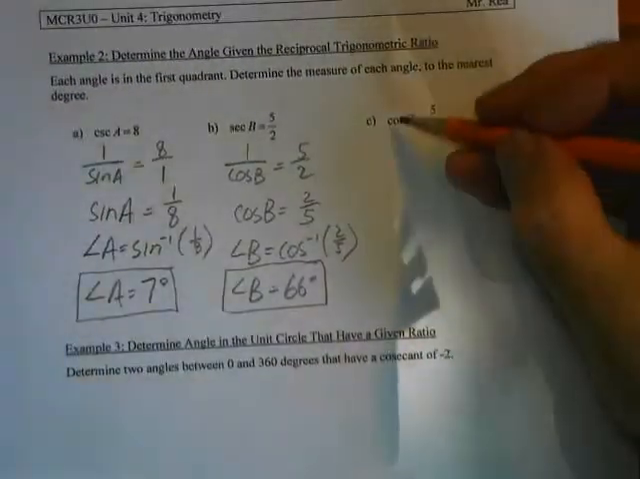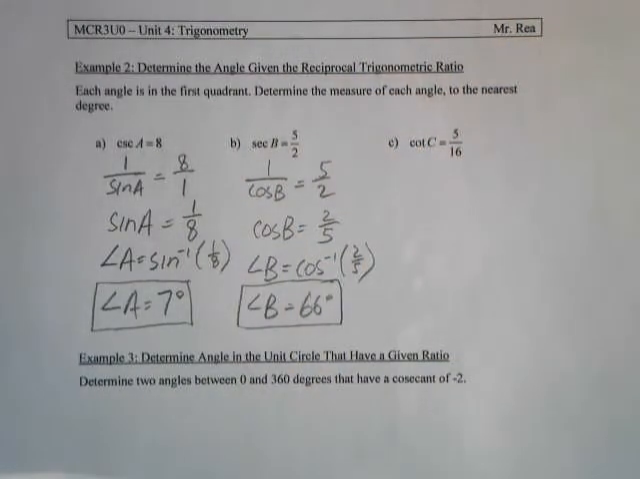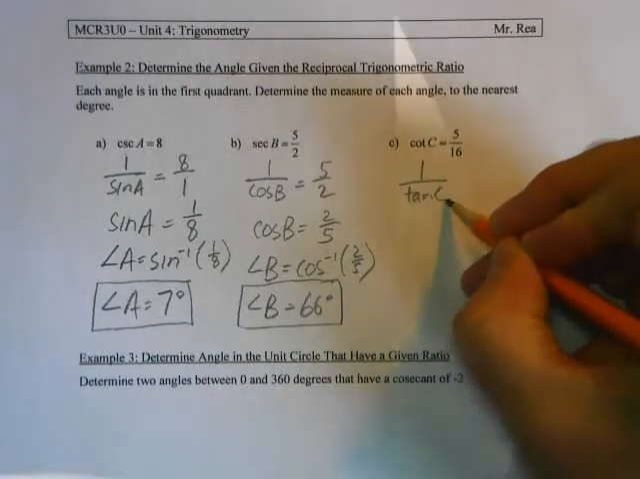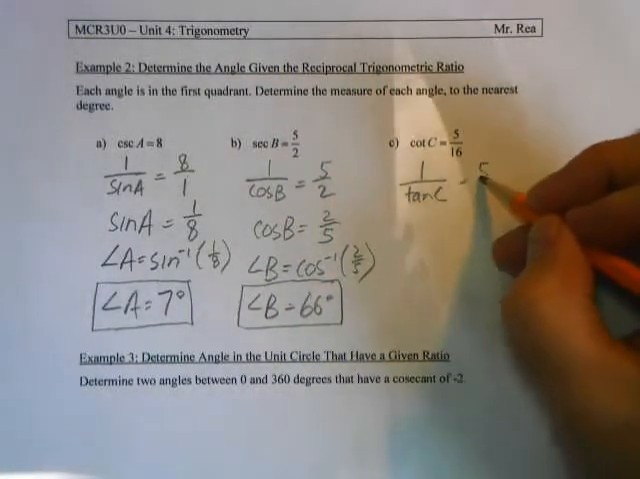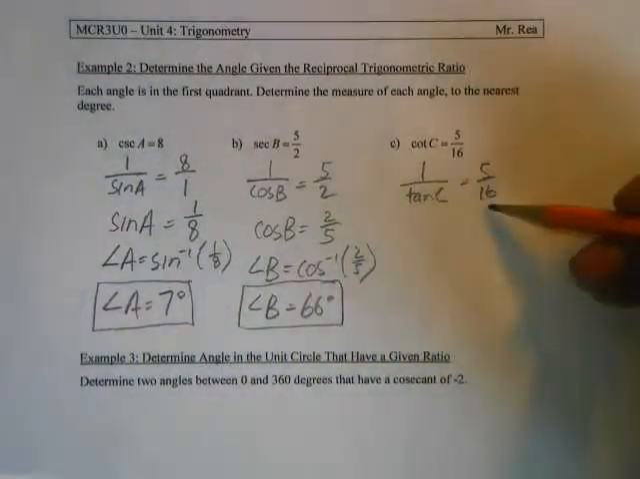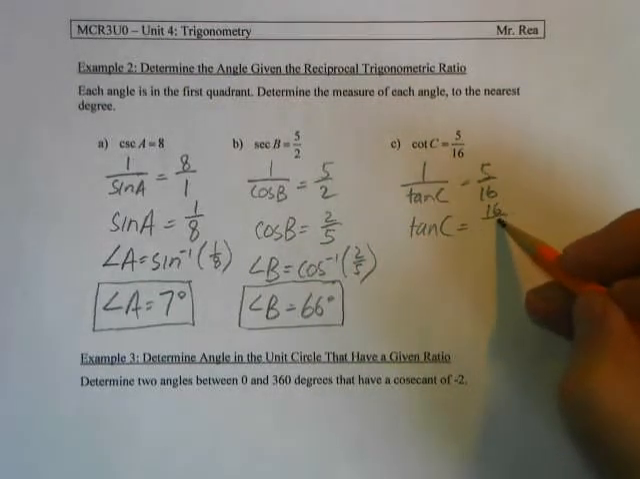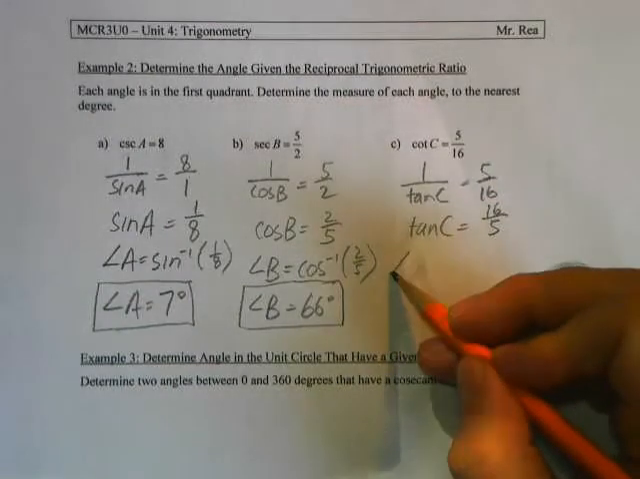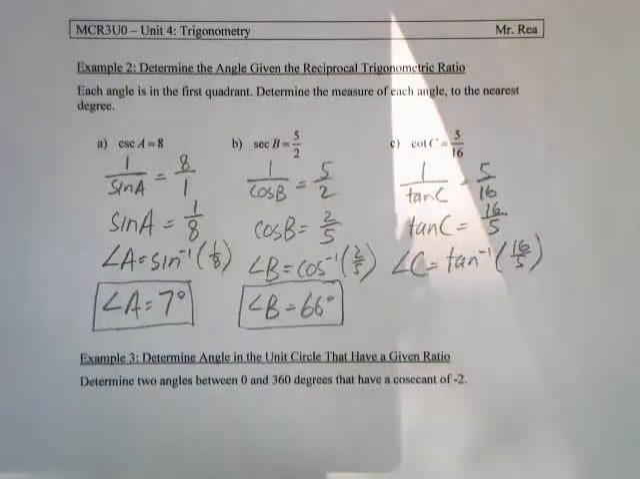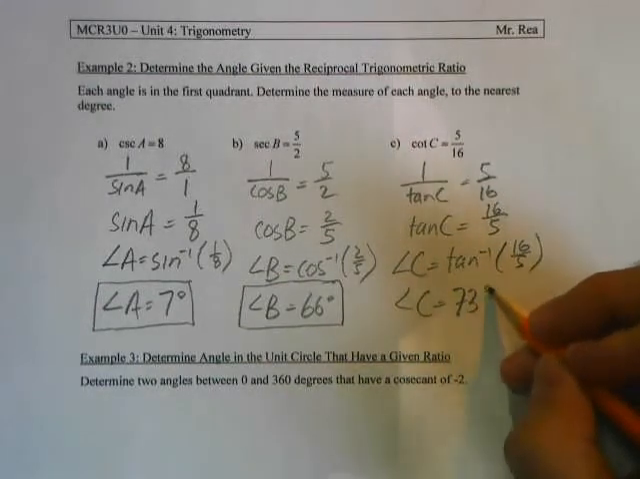Okay, last one, of course, is cotan, just to get used to it. So cotan is the reciprocal ratio for tan. So I'm going to write cotan C as 1 over tan C. And that's equal to 5/16. It's already a fraction, so I don't have to put a 1 under it. And then I'm going to flip it again. So I get tan C is equal to 16 over 5. Therefore, angle C is equal to the tan inverse of 16 over 5. Do that on the calculator. We get angle C is equal to 73 degrees.